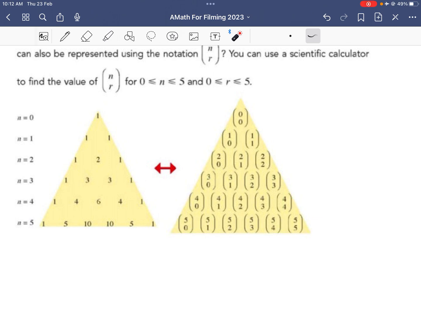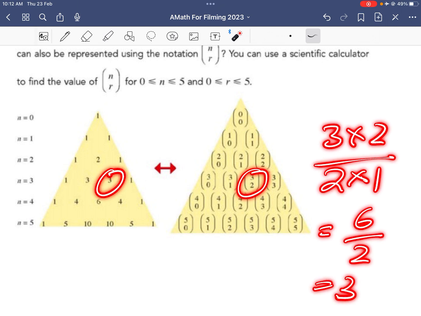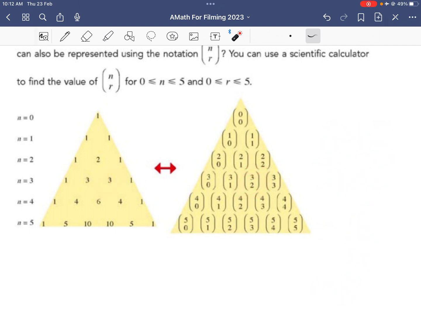For example, 1, 3, 3, 1, the next level in Pascal triangle. 3 choose 2. 3 choose 2 is 3 times 2 is 6, over 2 times 1, which is 2. You get 3, which is correct. Okay, the coefficient is 3 itself.